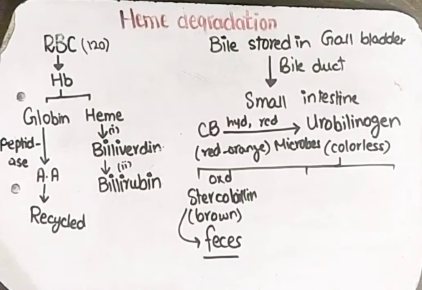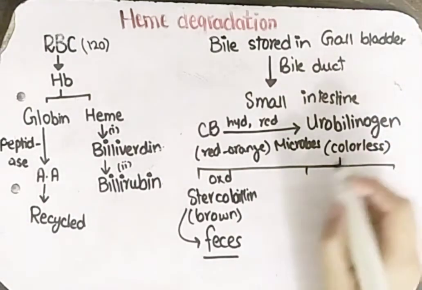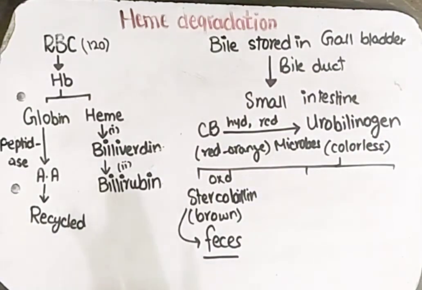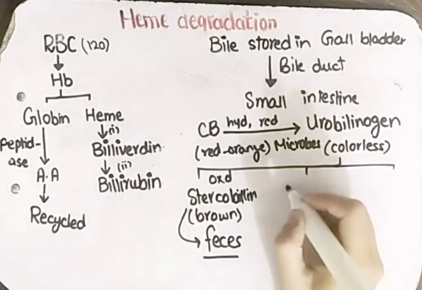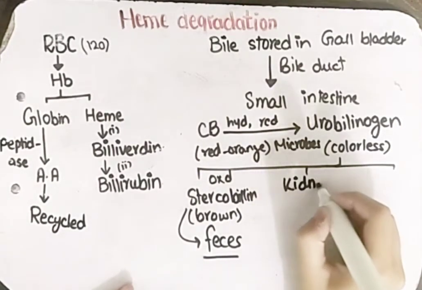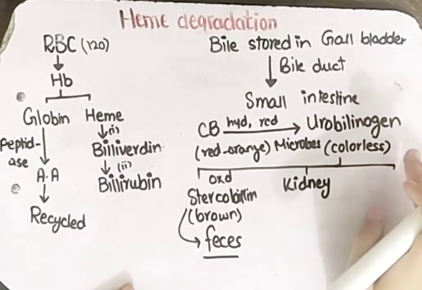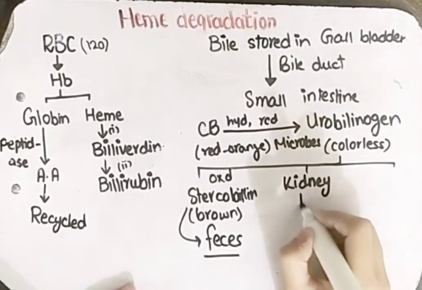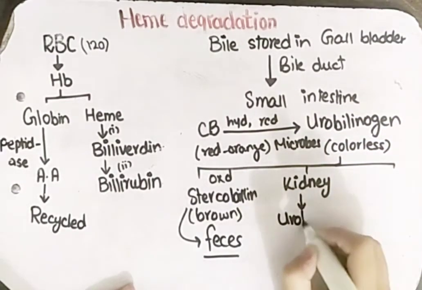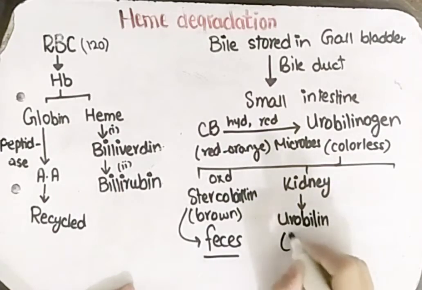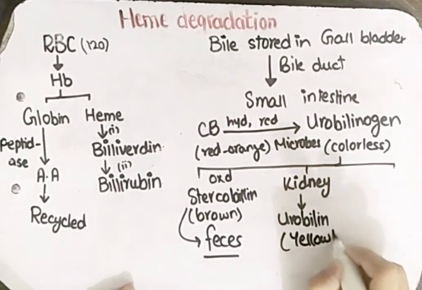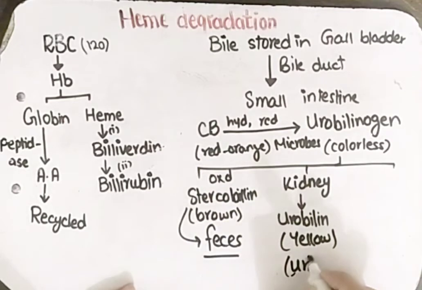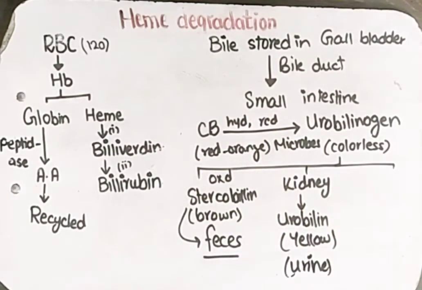Okay. The second possibility is that this urobilinogen, as you know, is water soluble, so it can travel through the blood, and the blood will go to the kidney. So this urobilinogen will go to the kidney, and in the kidney this urobilinogen is converted into urobilin. Urobilin is yellow in color, and it will be released in urine, and urobilin gives the yellow color to your urine. If you're not able to understand it, don't take tension. I'll repeat it a lot of times and you will get it, okay?